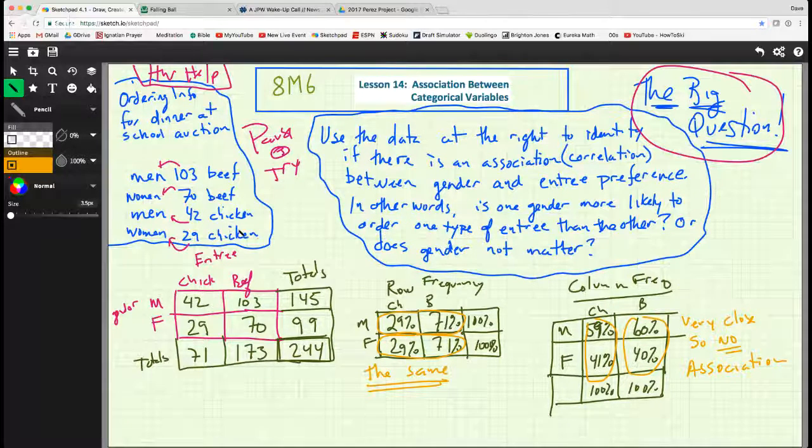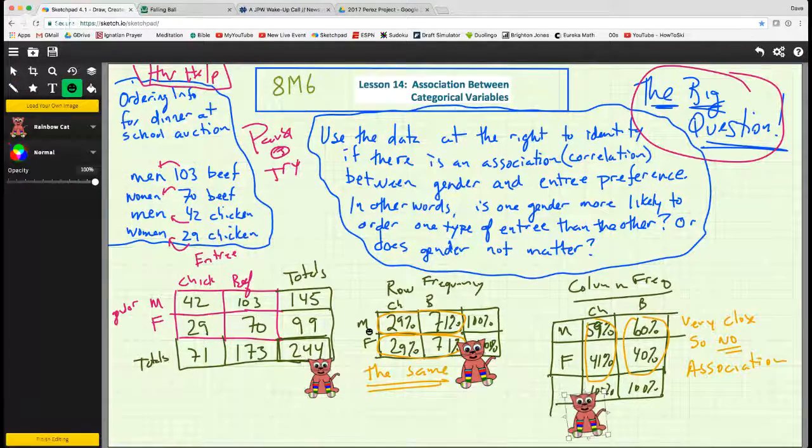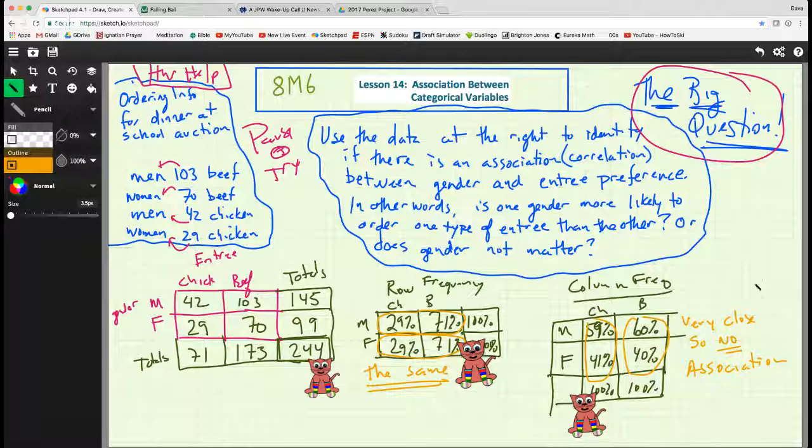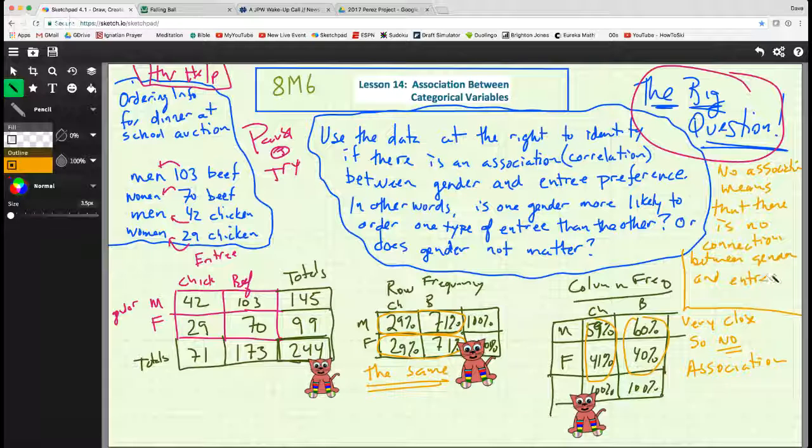And we're going to give happy cats for the 3. So what does it mean for there to be no association? No association means that there is no connection between gender and entree order. In other words, if you're a man, you're about 29% likely to order chicken and 71% to order beef. If you're a female, you're 29% likely to order chicken and 71% likely to order beef.